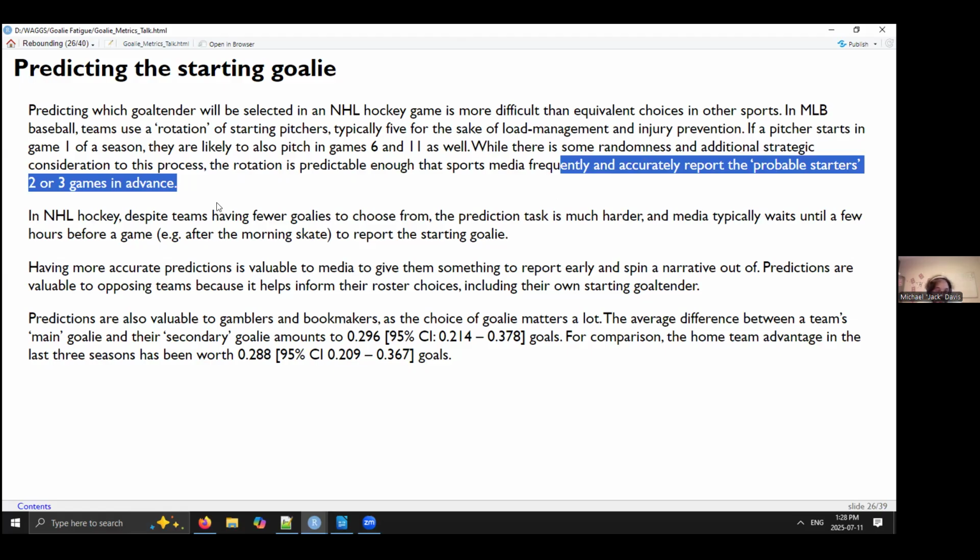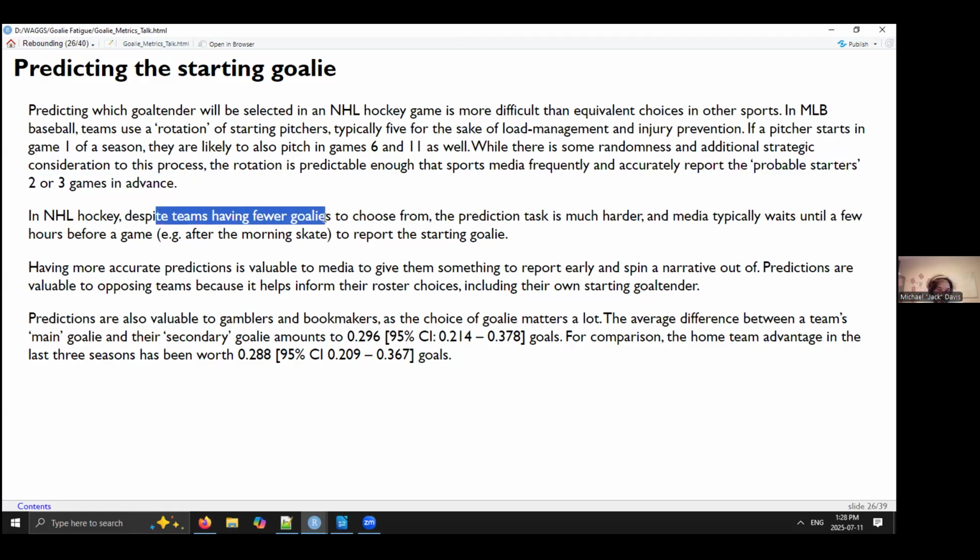In NHL hockey, that doesn't seem to be the case. And that's despite the fact that we don't have a rotation of 5 goalies. We have 2 goalies typically. And having more accurate prediction is valuable to the media. It's something to spin a narrative out of. It's useful for sports gambling. It's just a fun thing to know.